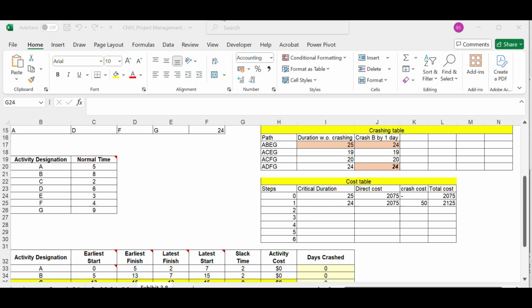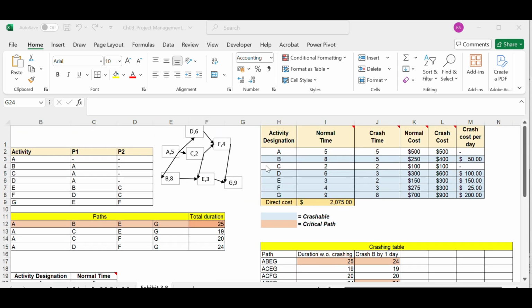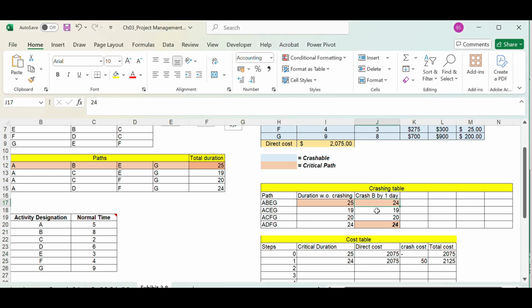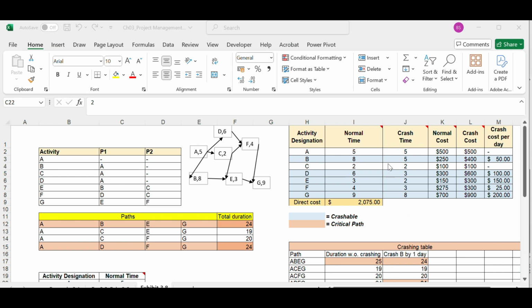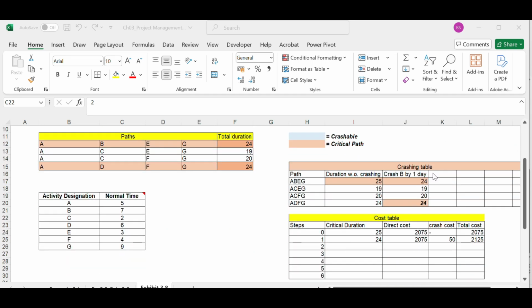Now, what should we crash next? Now the critical path is... We can just reduce this normal time to 7 and see what's the critical path. See, these two are the critical path. A, B, E, G and A, D, F, G are the critical paths in the new scenario. Let's crash B and F because B and F are both in critical paths. B is in the critical path A, B, E, G and F is in the critical path A, D, F, G. You can crash both of the activities by one day, and both of these activities have the least cost of crashing. So let's crash B and F.